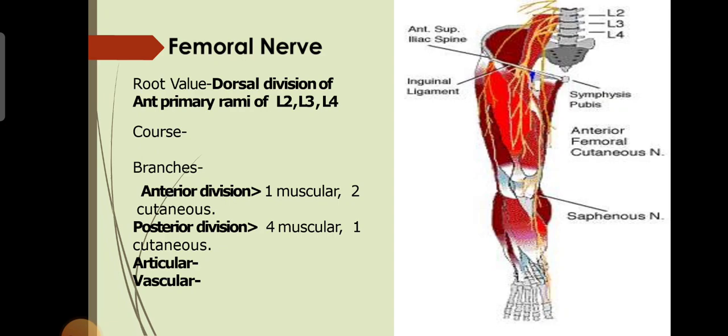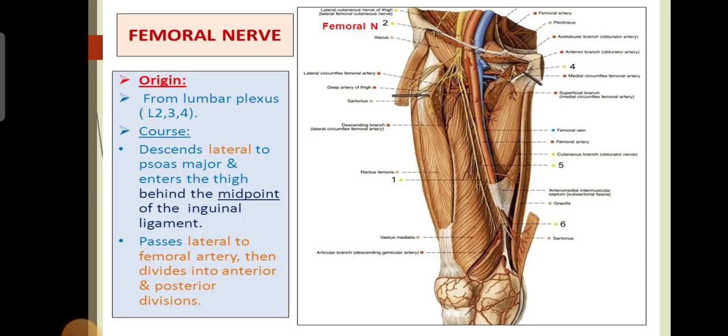The anterior division provides one muscular branch and two cutaneous branches, and the posterior division provides four muscular branches and one cutaneous branch. The four muscular branches are branches to the muscles of the front of the thigh, and the anterior division is providing only one muscular branch to the sartorius. Further, it provides the articular branches to the hip and the knee joint and vascular branches to the femoral vessels.